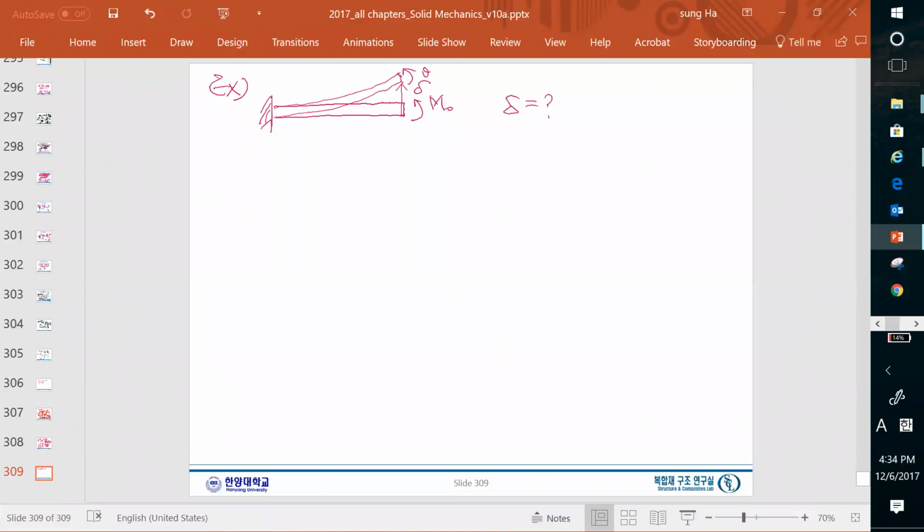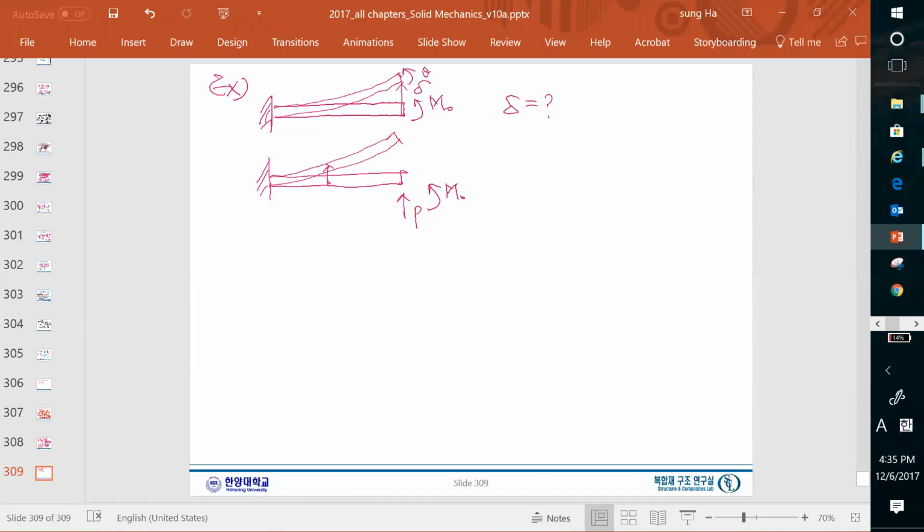So this is another simple example. Another example will be, say, now we have a beam, and then you apply either P or M0, any force. Now you want to calculate how much the delta is, because this beam will deflect.